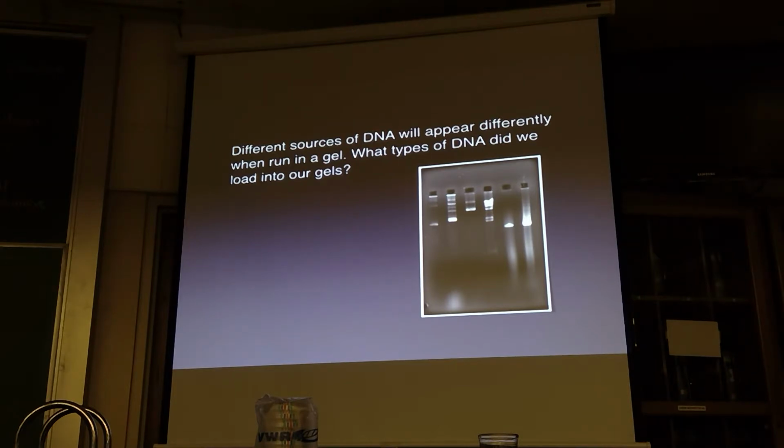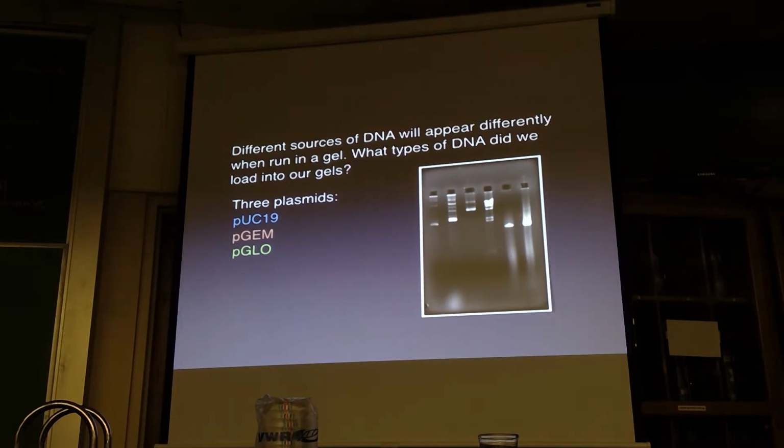Anyway, different sources of DNA are going to look a little bit different when they're run in a gel. So we can think about what types of DNA we ran, so we have some idea of what we're looking for. We had 3 plasmids: pUC19, pGEM, pGLO. Notice we're always using color coding because we didn't label any of those tubes. If the tubes are blue, they're pUC19. If they're orange, they're pGEM. If they're green, they're pGLO. Those were samples where you were extracting plasmid DNA.